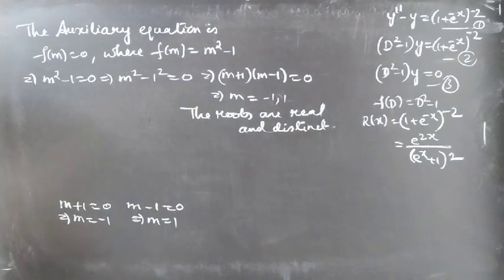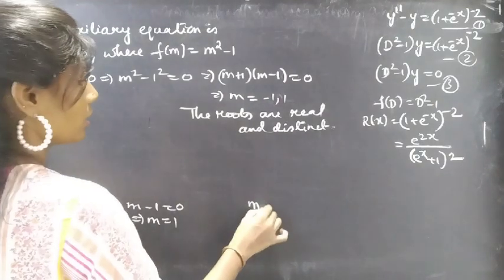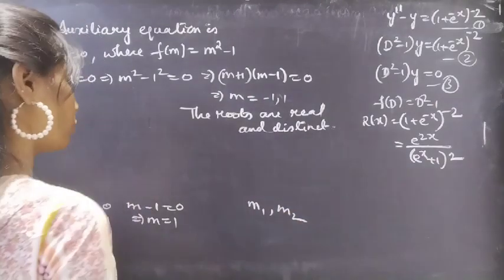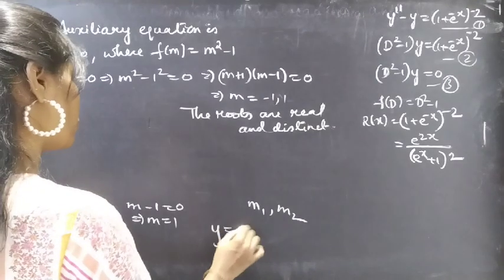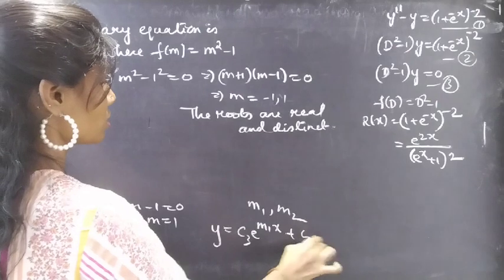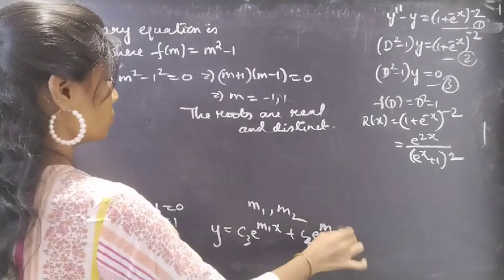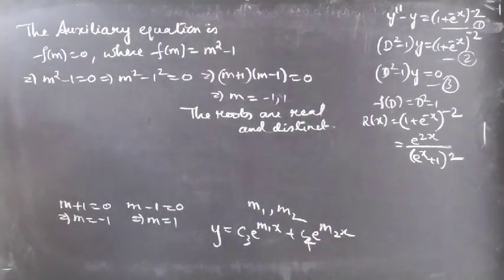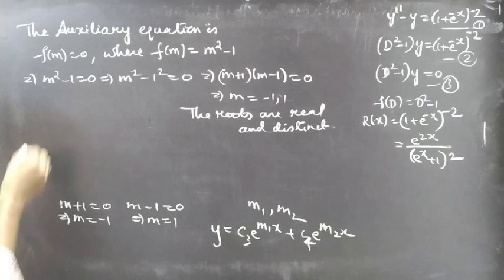We know that when two roots, say m1 and m2, are real and distinct, then the solution of the homogeneous equation looks like y equal to one constant into e power one root into x plus another constant into e power another root into x. Here I'm taking C3, C4 instead of C1 and C2, because I want C1 and C2 to appear in the last general solution, right? Now let's write the solution to the homogeneous equation.